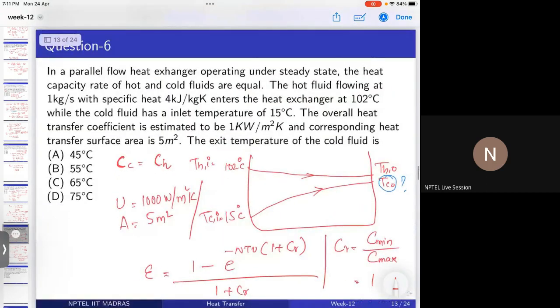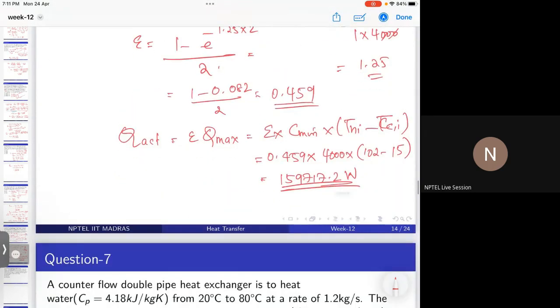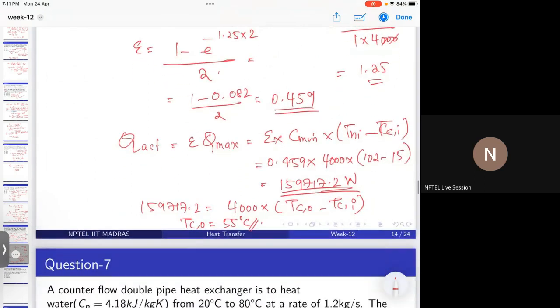Okay. So what is the actual question? We have to find out the exit temperature of the cold fluid. Now you can just use the energy balance, right? 1597 is equal to, because both the heat capacities are same, so you can use 4000 itself, into TCO minus TCI. TCI is 15, so if you calculate, you will get TCO around 55 degrees Celsius. I hope this question was clear.